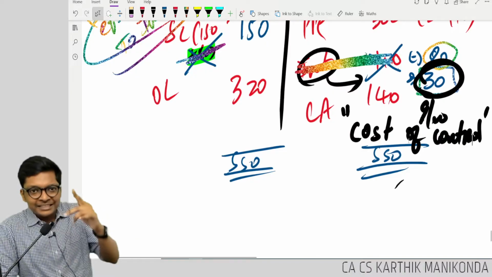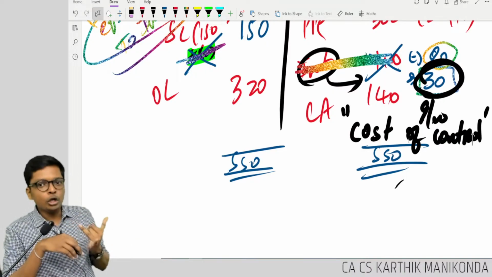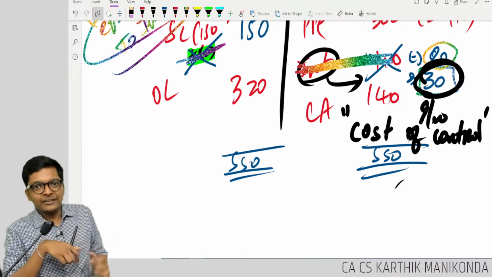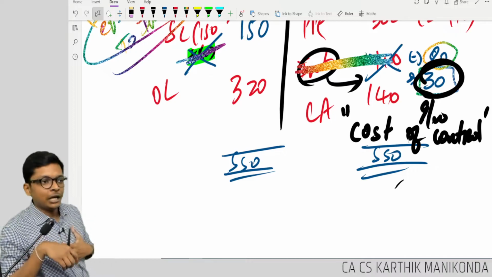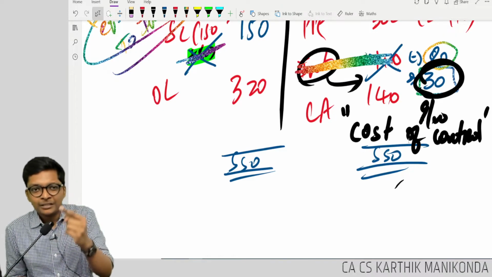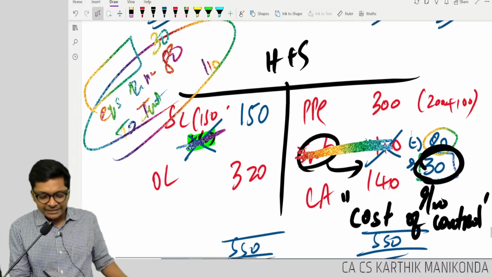Can I use them interchangeably? Will I get marks? Yes. You can write goodwill or you can write cost of control. In the balance sheet I will write goodwill. In the notes I will write cost of control. Are you following, guys? So the new term we have learned, cost of control, is nothing but goodwill. Understanding, guys? Sum over. Consolidation example 2 over.